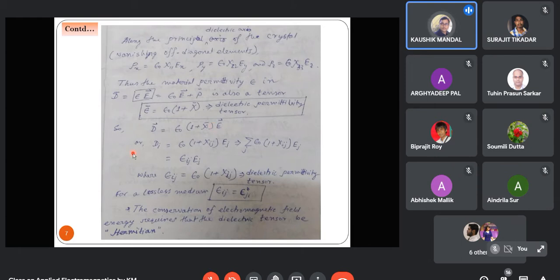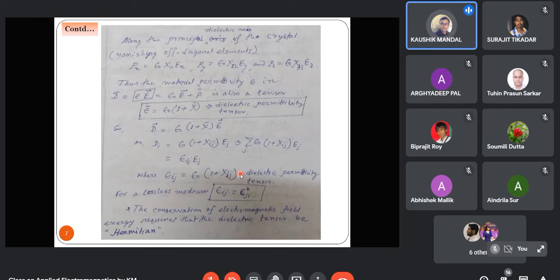Now, if we only consider the ith component of the displacement vector, Di, we can rewrite these equations in this particular form, and then it has been written as epsilon ij Ej. In this equation, this epsilon ij is representing the dielectric permittivity tensor, that is epsilon ij equal to epsilon 0 into (1 plus xi ij), where xi ij is the susceptibility tensor element.